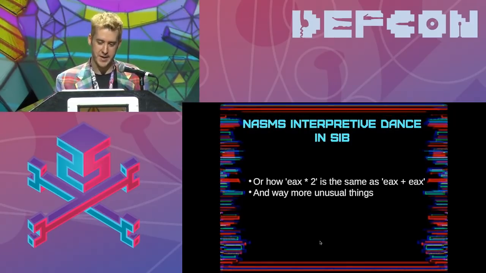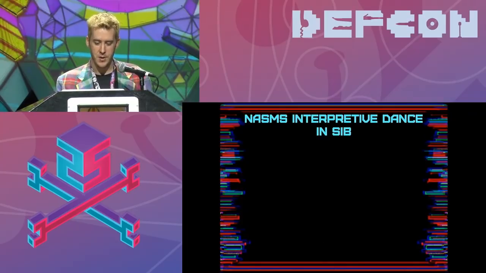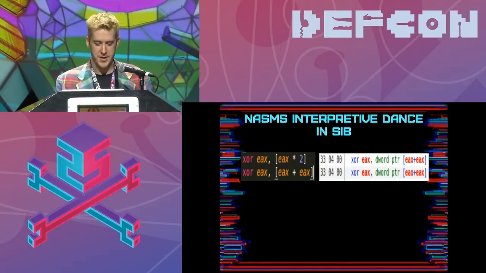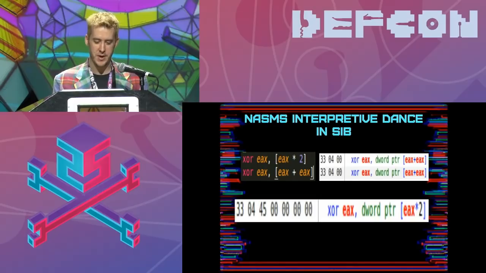Some more interpretive dance with the SIB byte. Say we did EAX times 2. Is it the same as EAX plus EAX? Well, to an assembler, I'm just going to actually write this in source, and this is what it looks like when it gets disassembled. So the assembler is choosing to encode the EAX times 2 as EAX plus EAX. It's ignoring you and doing an interpretive dance.